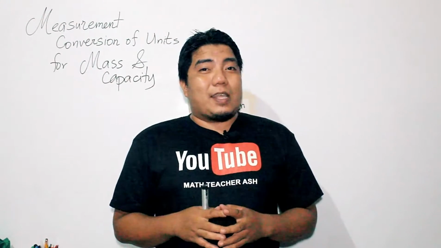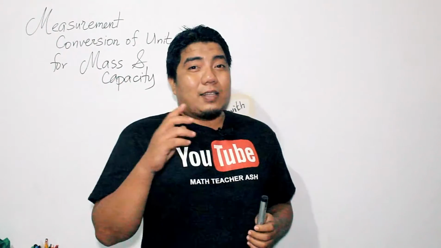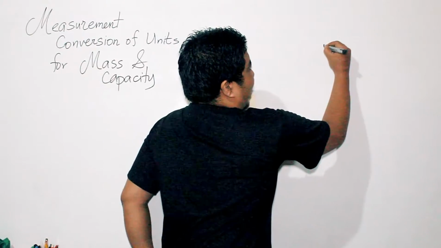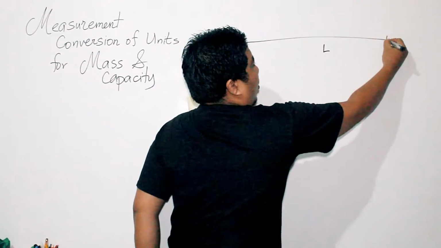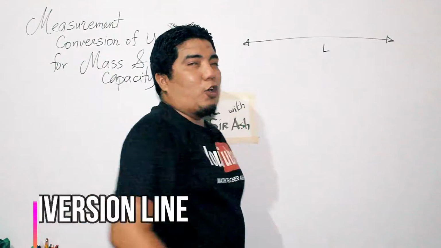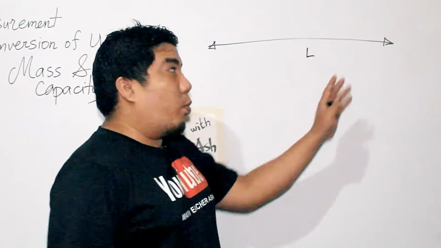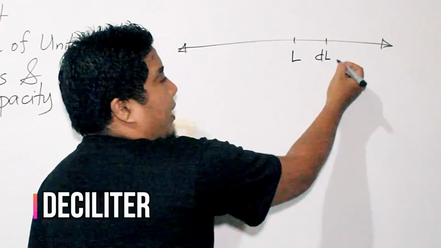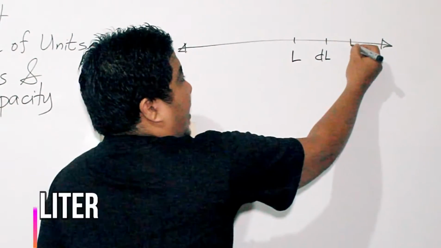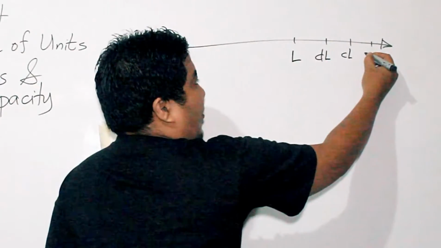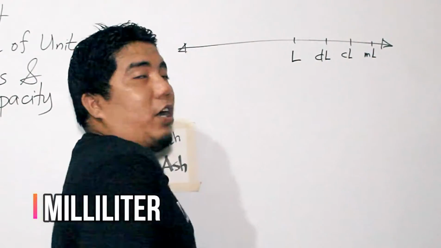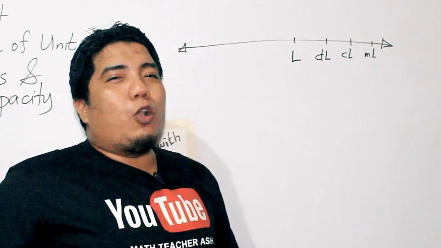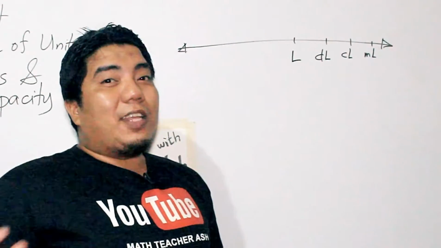Now, for the metric system, we will be dealing with the standard unit, which is the liter. If this is our liter, we will still use our conversion line. When we go lower than liters, the first thing that we will encounter is the deciliter, followed by the centiliter, and then finally the ml or the milliliter. Of course, talking about fluids, we always encounter ml and liters, right?